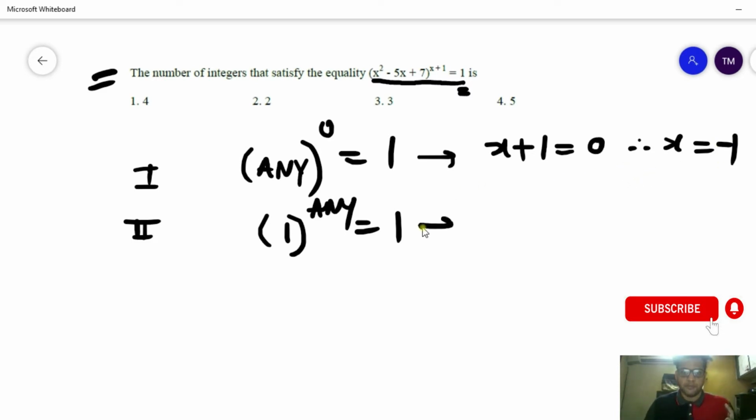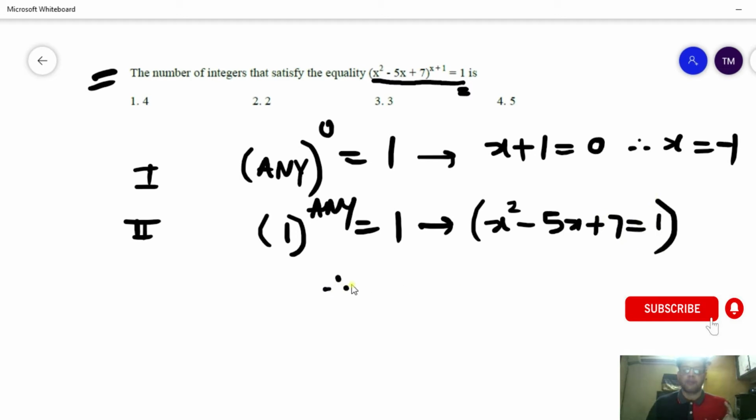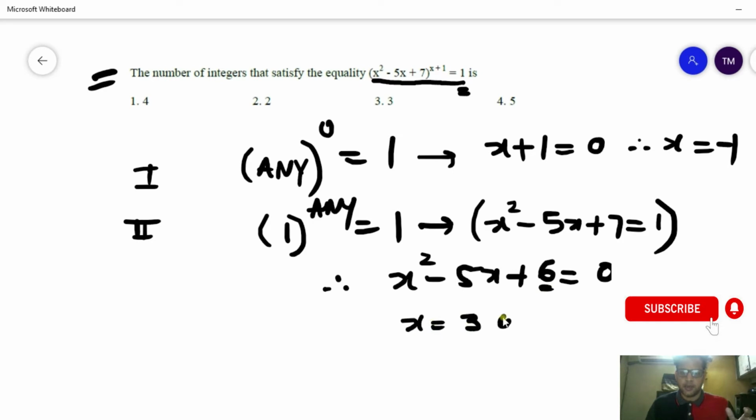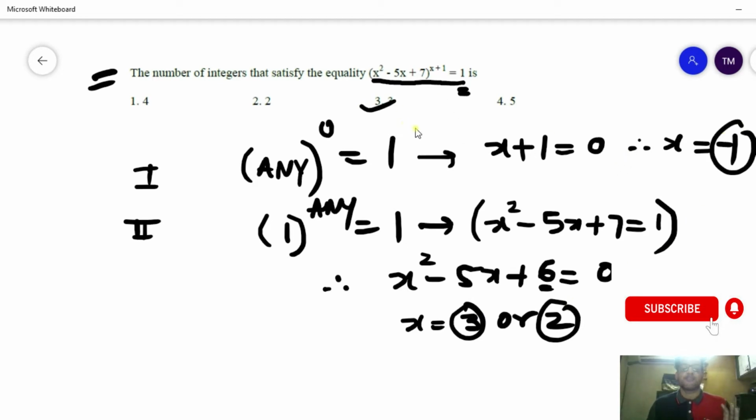From the second condition, I'll have to equate x² - 5x + 7 = 1. So that gives me x² - 5x + 6 = 0. If you split this 6 into 3 into 2, you will get the answers as 3 or 2. So you have 3 or 2 or -1. So we have a total of 3 integers which are satisfying the equality. So your answer to this question is option 3. Let's move on to the next question.